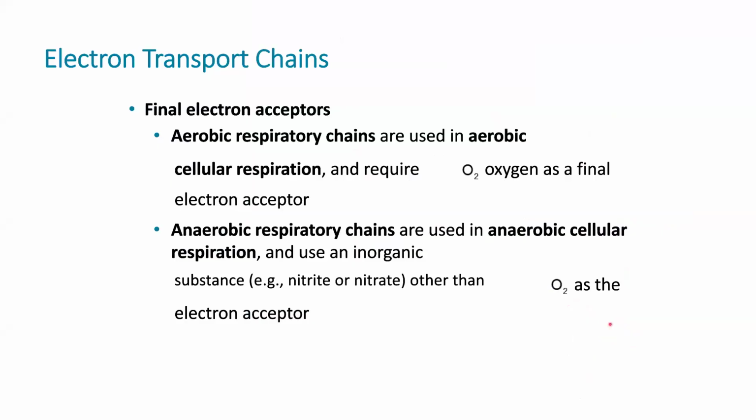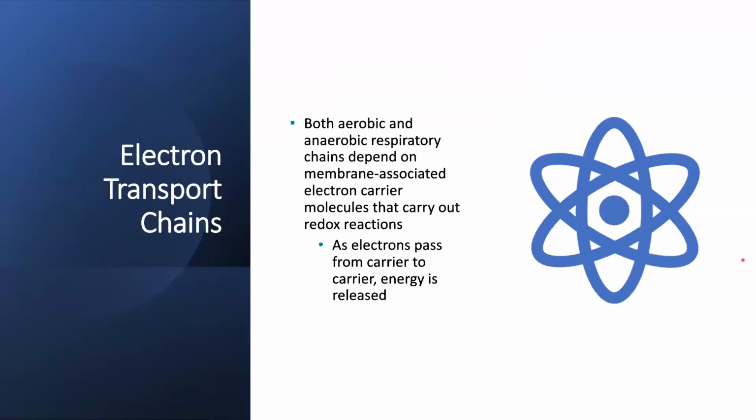And so this is a basic explanation of that final electron acceptor. Aerobic respiration chains use aerobic cellular respiration, and therefore they need oxygen as a final electron acceptor. Anaerobic respiratory chains do not use oxygen, so they need something else. It could be nitrite, nitrate, it could be some sort of iron, etc. Now, for any of this to happen, you have to have these membrane-associated electron carriers. Those are all those proteins that are transferring the electrons along the cell membrane.